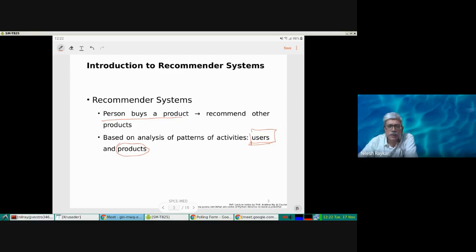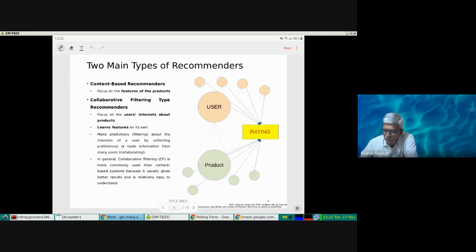I'm sure that the professional commercial sites will have much more advanced versions of this. There are two main types of recommenders. One is known as content-based recommenders, and another is known as the collaborative filtering type recommenders. The difference in them is based on what is the focus of these recommenders.